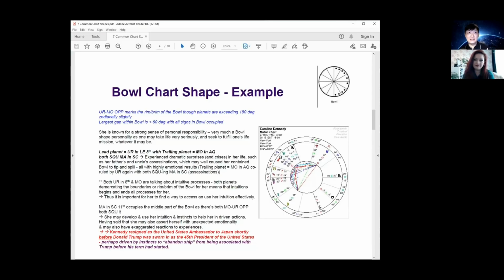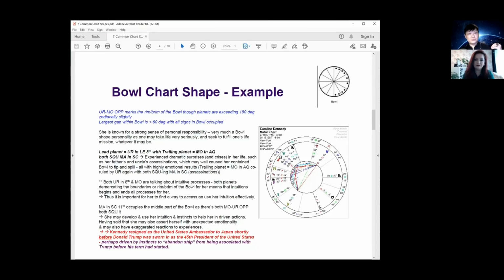In this case, for certain chart shapes, there's a term called the leading planet, and there's a thing called the trailing planet. So the leading planet in this particular example is Uranus. And how do I actually identify that? I count clockwise against the zodiac wheel until I hit the first part of the chart pattern. In her case, it'll be Uranus. And the very last planet over here will be the Moon, which is the trailing planet in Aquarius.